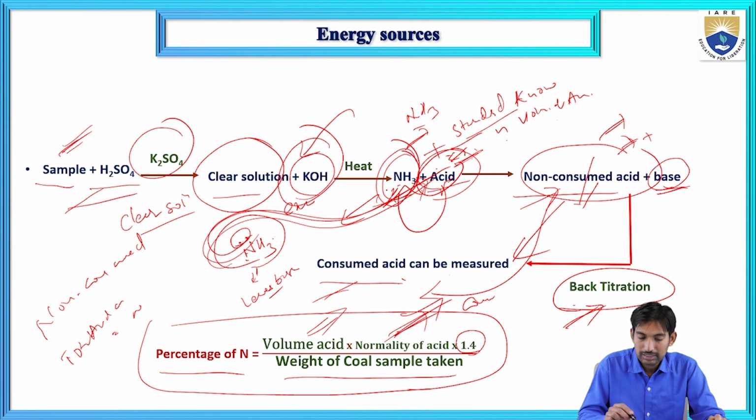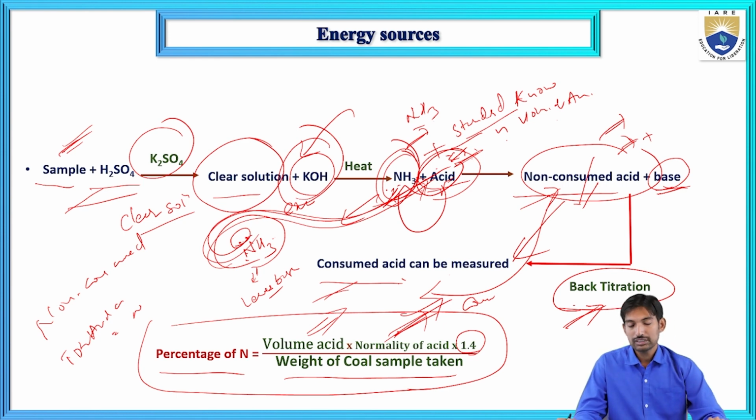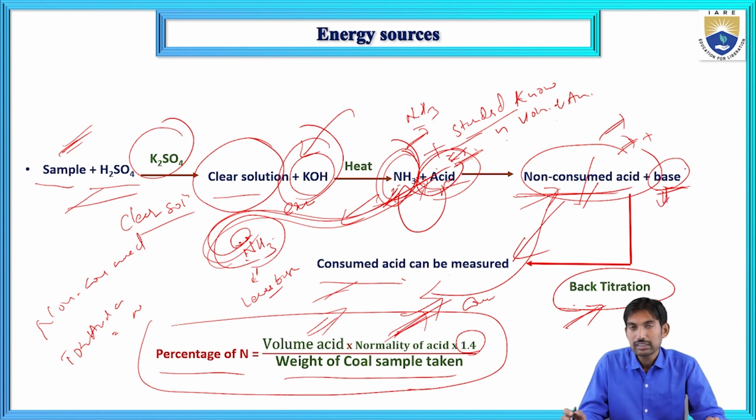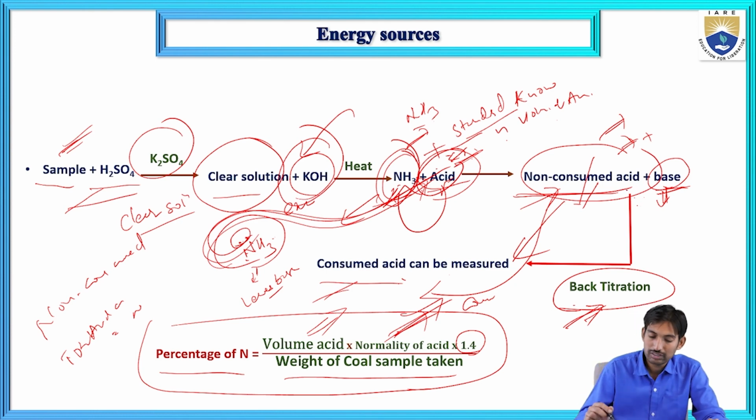This ammonia is a base. It reacts with some amount of the acid and forms neutralization. Then the remaining acid is there, which is called non-consumed acid. This non-consumed acid is titrated against the base. We have to perform back titration. Then we know the concentration and volume of the non-consumed acid. From that, the volume of the consumed acid can also be measured.